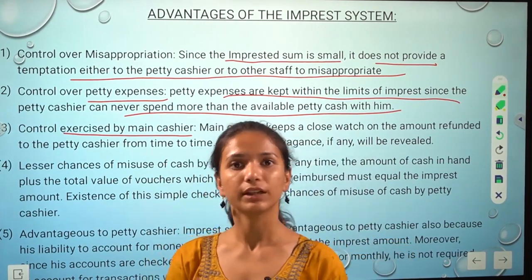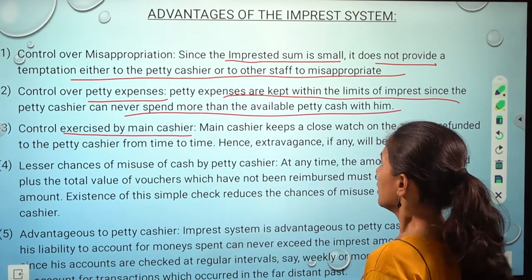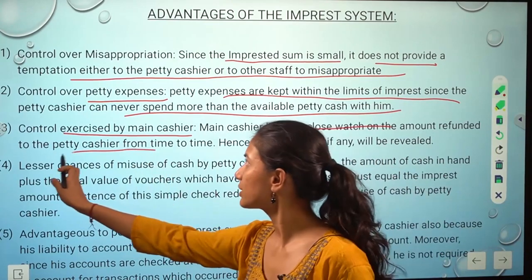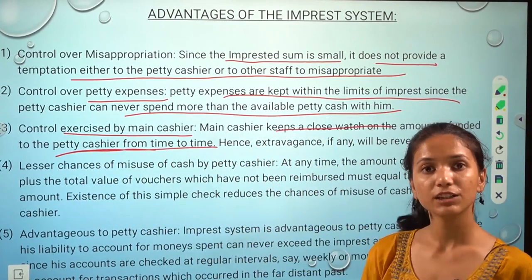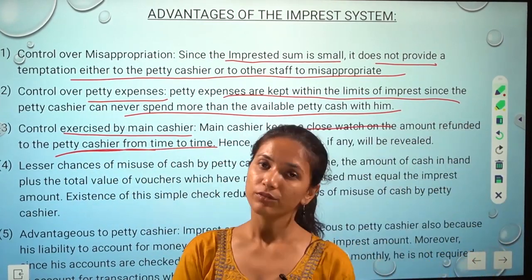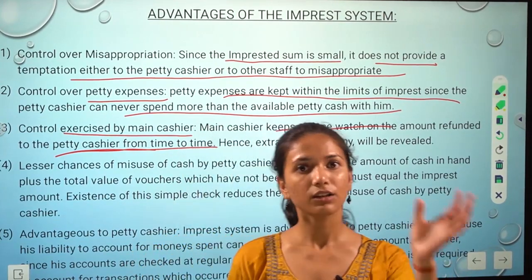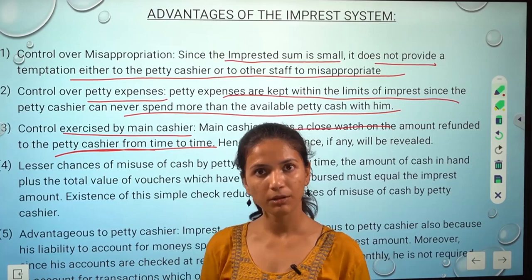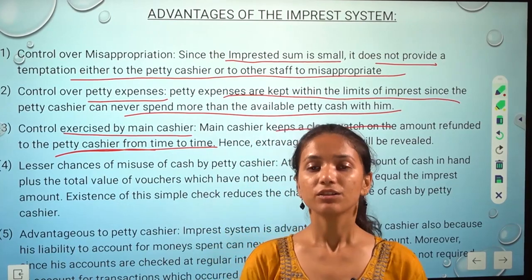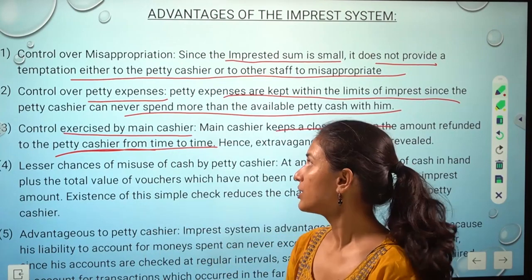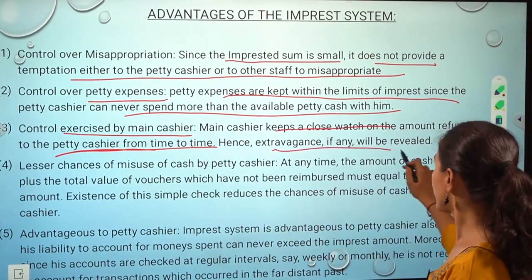I can't pay more than this, right? So the main cashier keeps a close watch on the amount refunded to the petty cashier from time to time. The main cashier will check all the receipts and verify whether the petty cashier is doing the right thing or not. He will check all the amounts paid by him, all the receipts, and he will be checking on him from time to time while repaying him. Hence extravagance, if any, will be revealed.